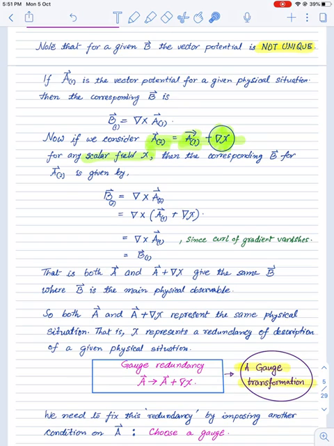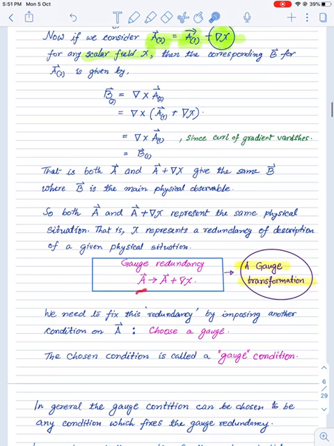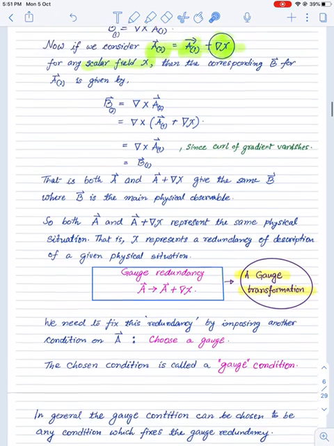We have to be careful about this fact, because given any two different looking vector potentials, it does not mean that they represent two different scenarios. Both of the vector potentials can represent the same magnetic field and therefore the same physical situation. Therefore this chi represents a redundancy of description of a physical situation. This redundancy is sometimes referred to as the gauge redundancy, and this transformation of a vector field with the gradient of a scalar is known as a gauge transformation.